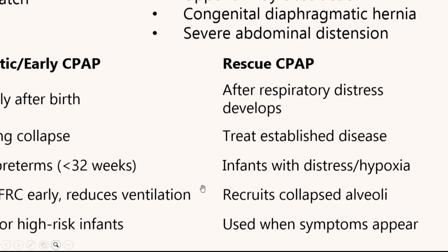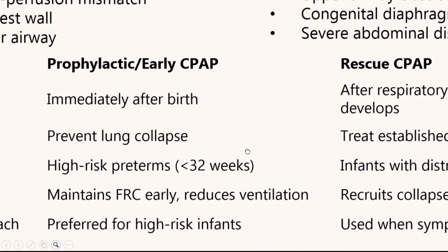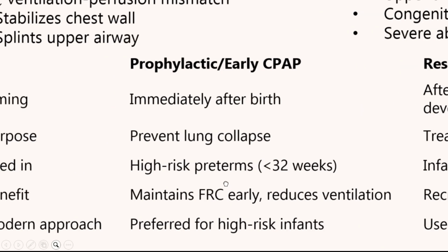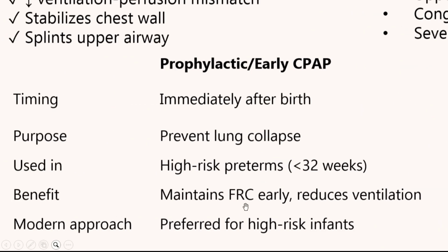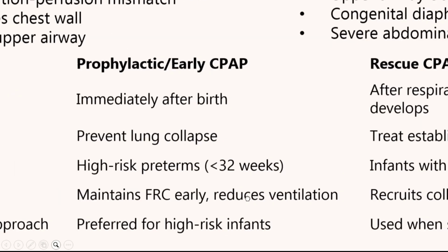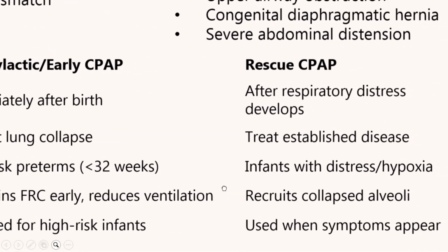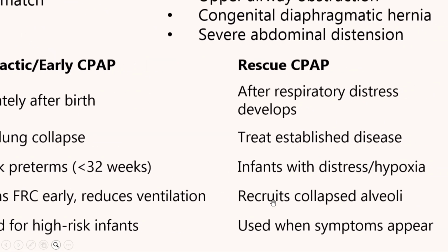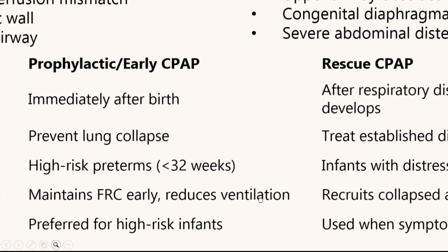This is a baby who may come in, they have been home breathing well, and then after 1 week probably they are turning blue, they have a severe respiratory infection. You will give them the rescue CPAP. Then the benefit of it is that it maintains the functional residual capacity early and reduces the need for mechanical ventilation, if you use the prophylactic CPAP before the alveoli collapse. Now, the rescue CPAP, when you give it, helps recruit the collapsed alveoli because it's going to maintain this pressure inside there. And sometimes that is going to help recruit more alveoli that were actually collapsed.